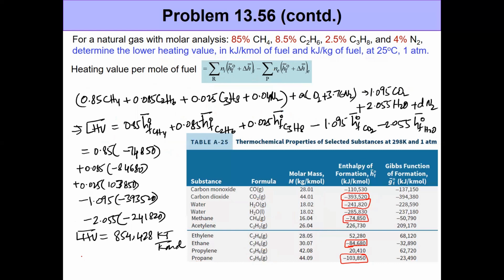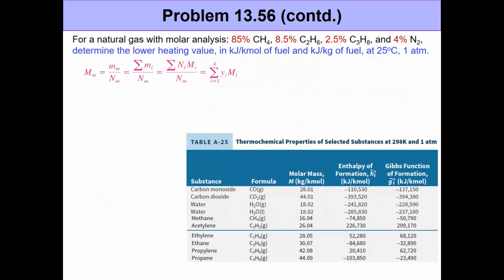By the way, we don't have to worry a lot because we have enough information to calculate the molar mass for the fuel mixture. Just to review, the molar mass of the mixture can be written as the mass of the mixture divided by the number of moles, or as a summation of the mole fraction of each component times its molar mass. Here we have 4 components: methane, ethane, propane, and nitrogen.